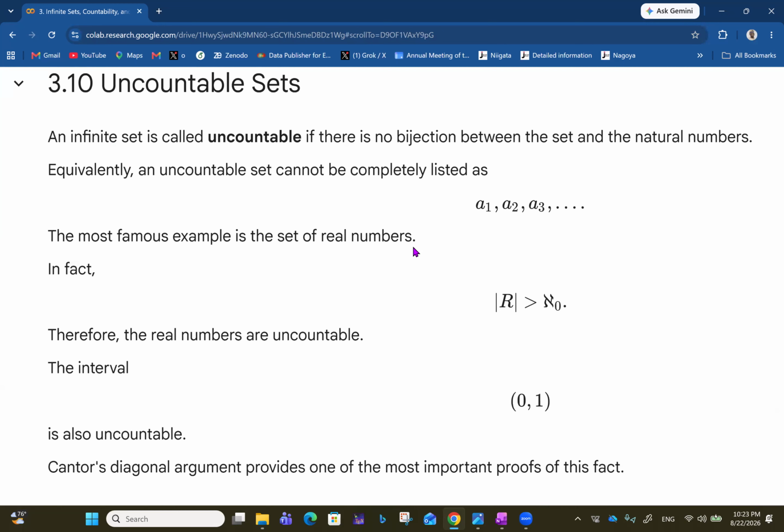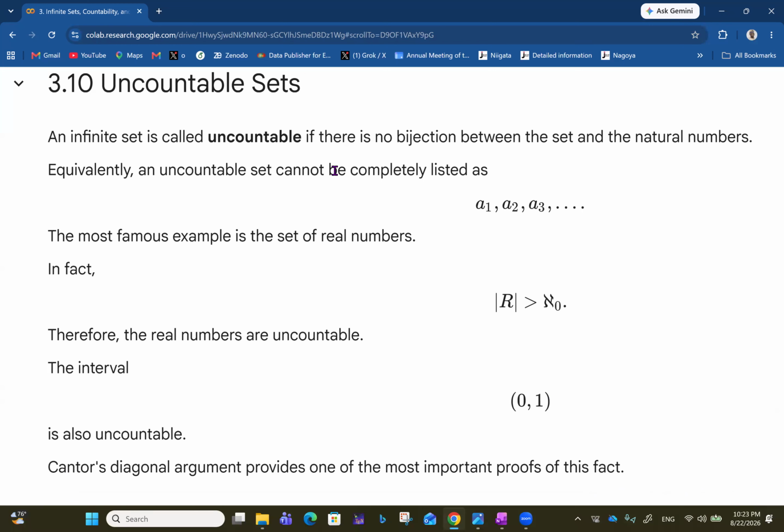The most famous example is the set of real numbers. In fact, the cardinality of the set of real numbers is greater than aleph 0, as we saw in the beginning, because we discovered that aleph 0 is less than a number C, which is equal to the cardinality of the set of real numbers. Therefore, the real numbers are uncountable. For instance, the open interval 0 to 1 is also uncountable, because between 0 and 1 you have so many values that can come in between. Cantor's diagonal argument provides one of the most important proofs of this fact.